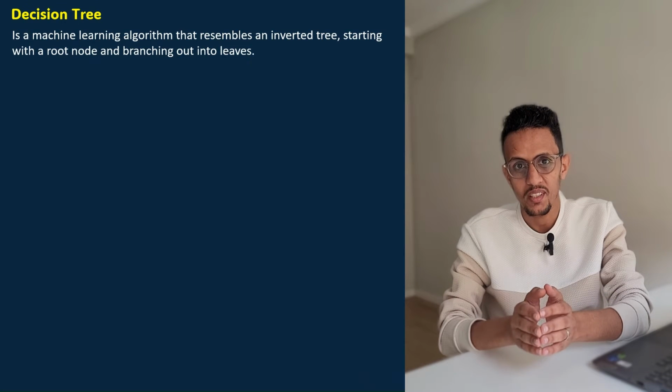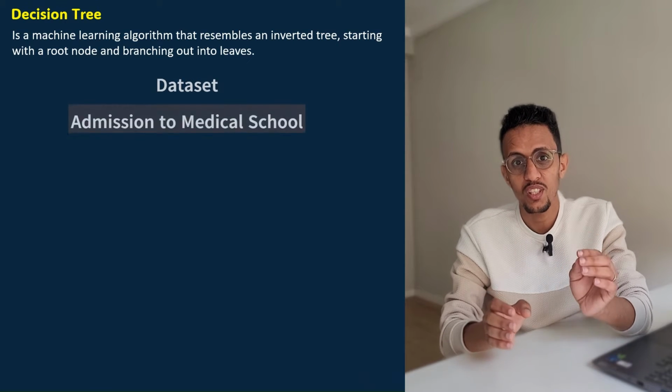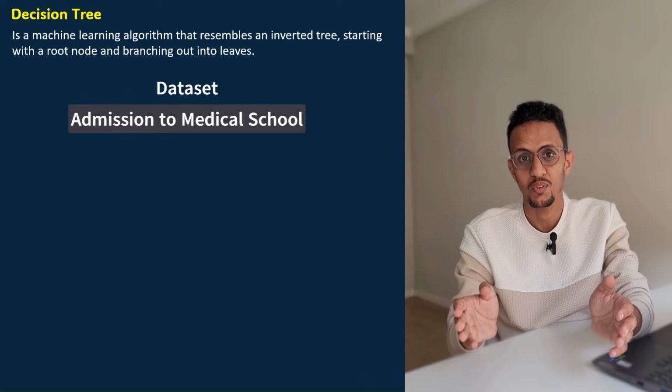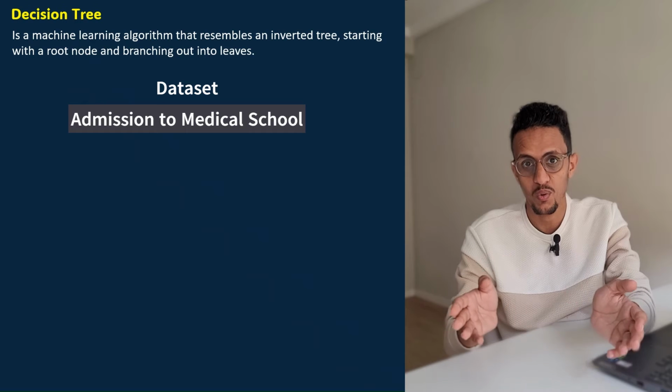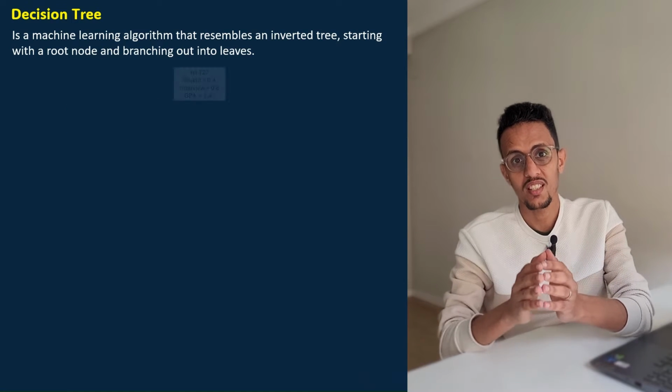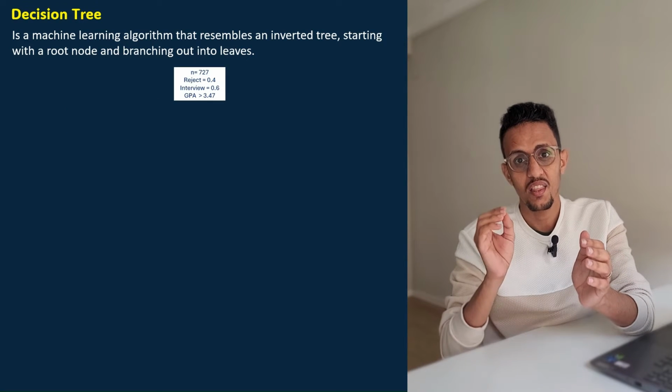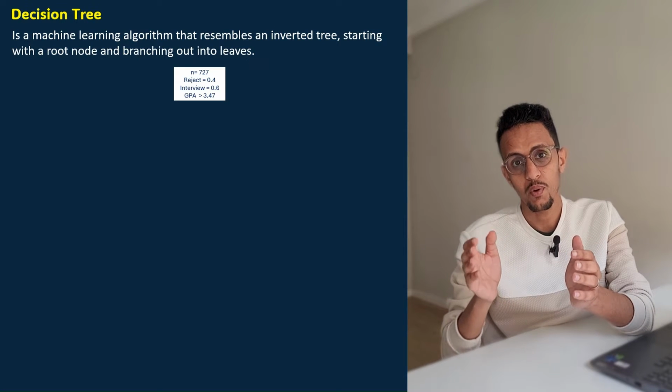Let's take an example. Let's say I have a dataset of students' applications to the medical school, and I have information like their GPA, their scores in the admission exam, and so on. We will start with all applications as the entire dataset. And then the first question will be, what is the GPA? Is it more than 3.5?